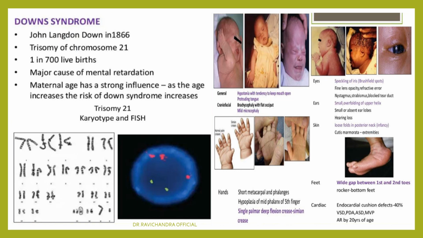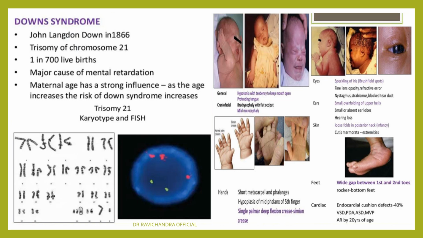It is trisomy 21 and it is seen in 1 in 700 live births and is the major cause of mental retardation. Maternal age has a strong influence. As the age increases, Down syndrome will also increase. There will be hypotonia with mouth open, protruding tongue, mild microcephaly, single palmar crease resulting in simian crease.